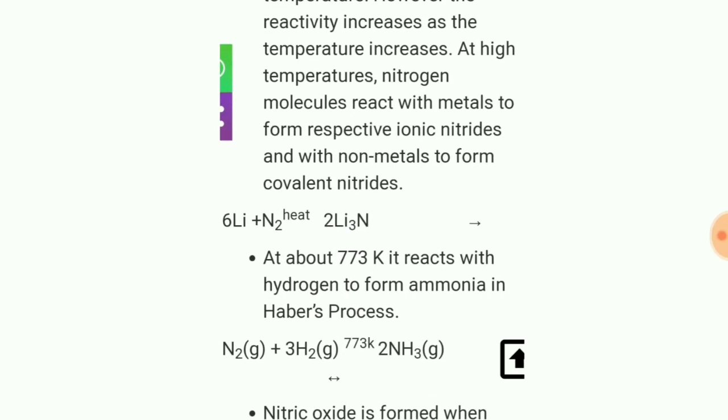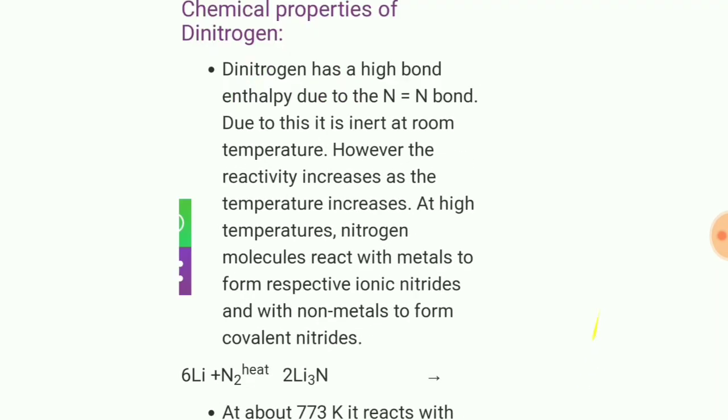Chemical properties of nitrogen are very important. Dinitrogen has high bond enthalpy due to the nitrogen-nitrogen triple bond. Due to this, it is inert at room temperature. However, the reactivity increases as the temperature increases.